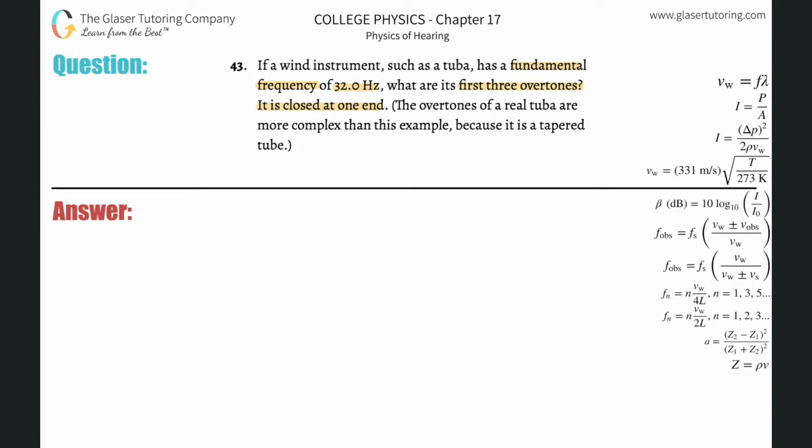The frequency of the nth harmonic will be equal to the harmonic n multiplied by the velocity of sound divided by 4 times the length of the tube. And the harmonics here can be either the first harmonic, the third harmonic, the fifth harmonic, et cetera. Now, in this particular case, we have to find the first three overtones. So remember, the first harmonic, number 1, is always the fundamental frequency.